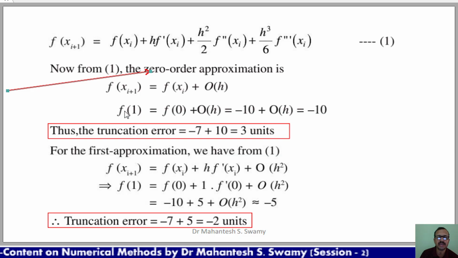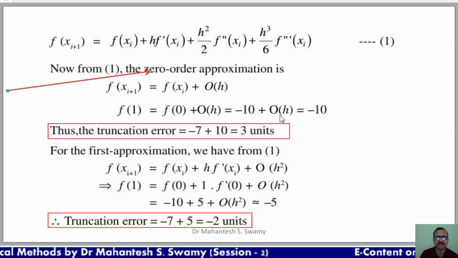So f of 1, the error involved will be, see, order of h. We have the question f of 1 here. F of 1 is minus 7, we have calculated in the beginning, and this is minus 10. You take this minus 10 to this side, it is minus 7 plus 10, that will be order of h. Order of h is nothing but the error involved in the approximation of the Taylor series with the help of only one term. So it is minus 7 plus 10, it is 3 units. So this is our answer.